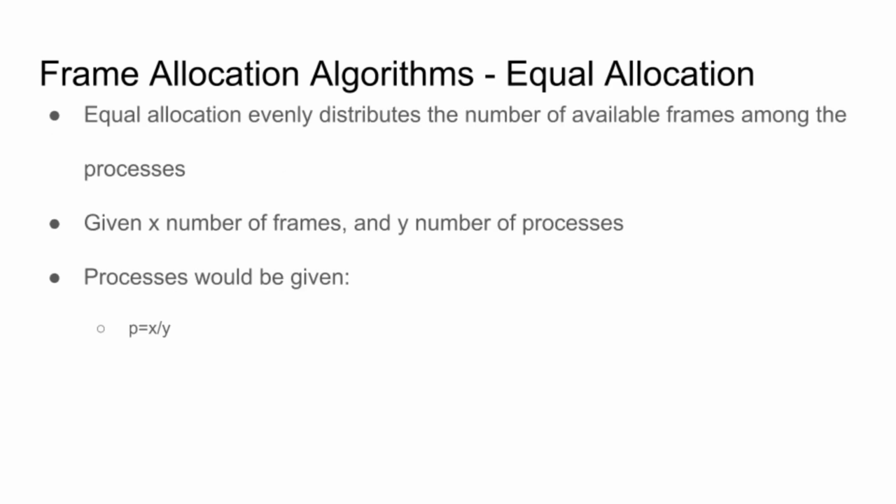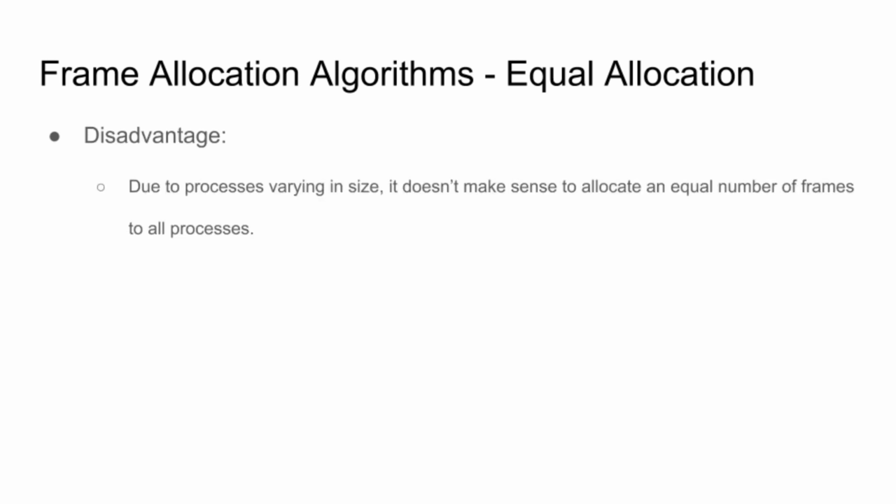Equal allocation is the simplest method to allocate frames to a process. It equally divides the number of frames in a system among the processes. Given X number of frames and Y number of processes, each process P is given P equals X divided by Y number of frames. The most obvious disadvantage with using this allocation algorithm is that processes vary in size. It would be very wasteful to allocate one process the same amount of frames that would be allocated to another process that is twice as large.